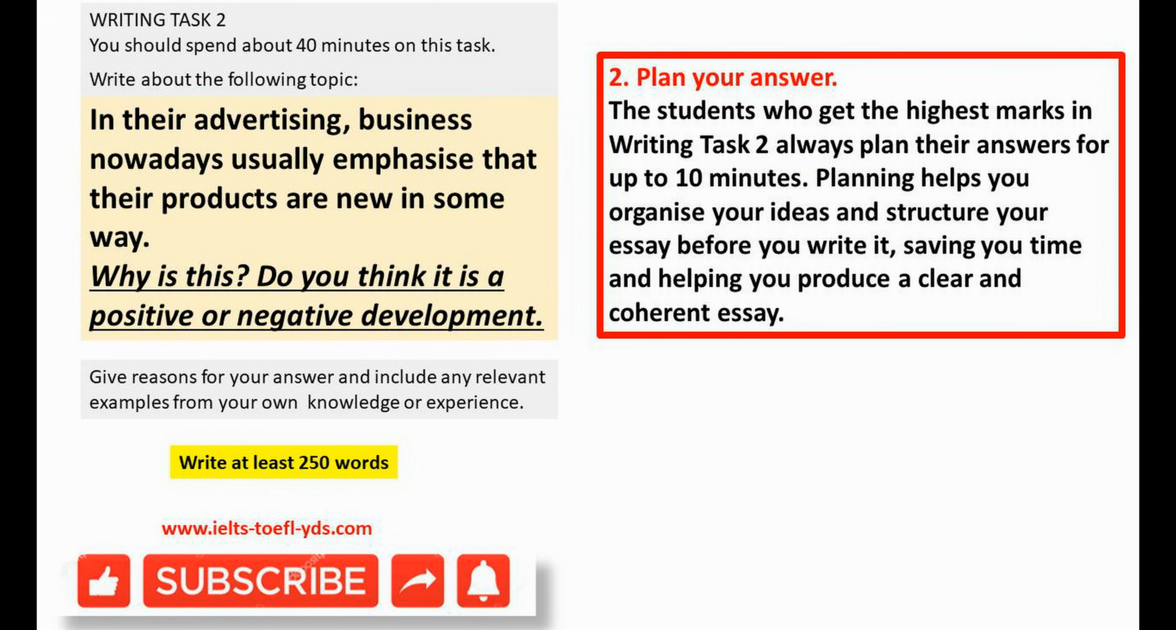2. Plan your answer. The students who get the highest marks in writing task 2 always plan their answers for up to 10 minutes. Planning helps you organize your ideas and structure your essay before you write it, saving you time and helping you produce a clear and coherent essay.